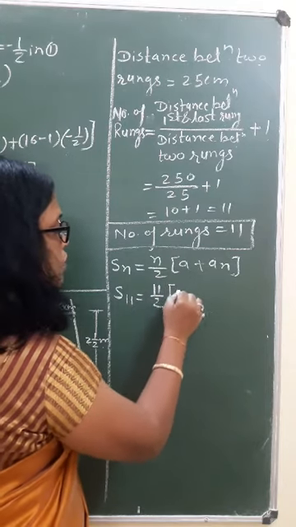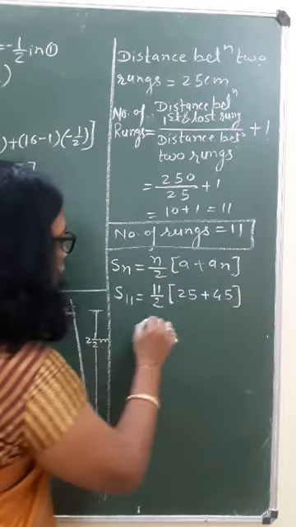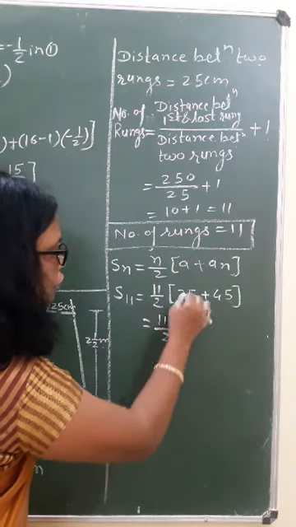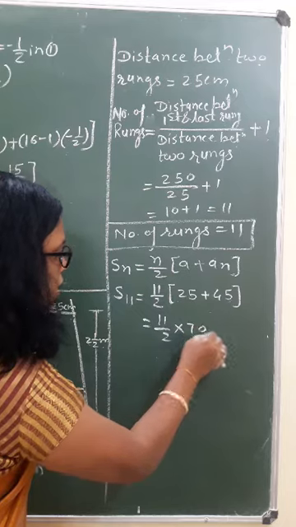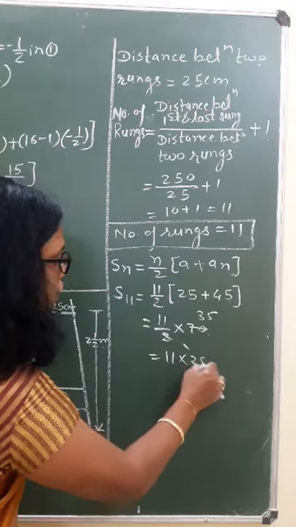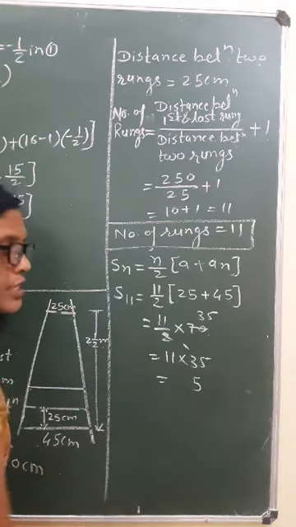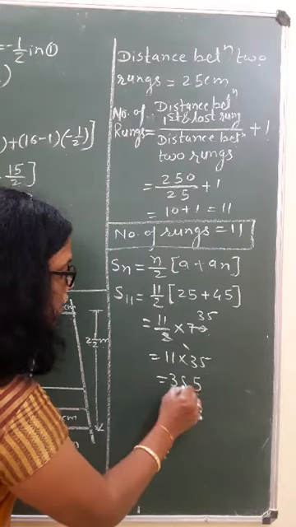11 by 2. First term is 25 centimeter and last term is 45 centimeter. We will get 11 by 2 into, this is nothing but 70. 2 ones are 2, 35s are, we will get 11 into 35. 11 5s are 55, carry 5. 11 3s are 33 plus 5 is 38.